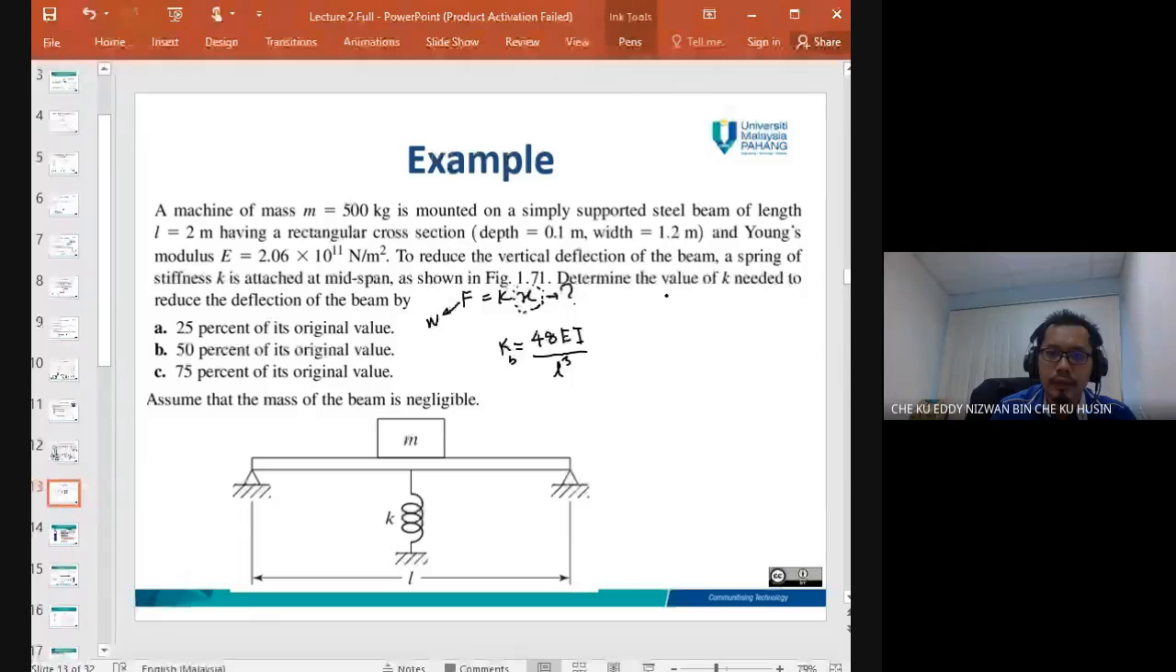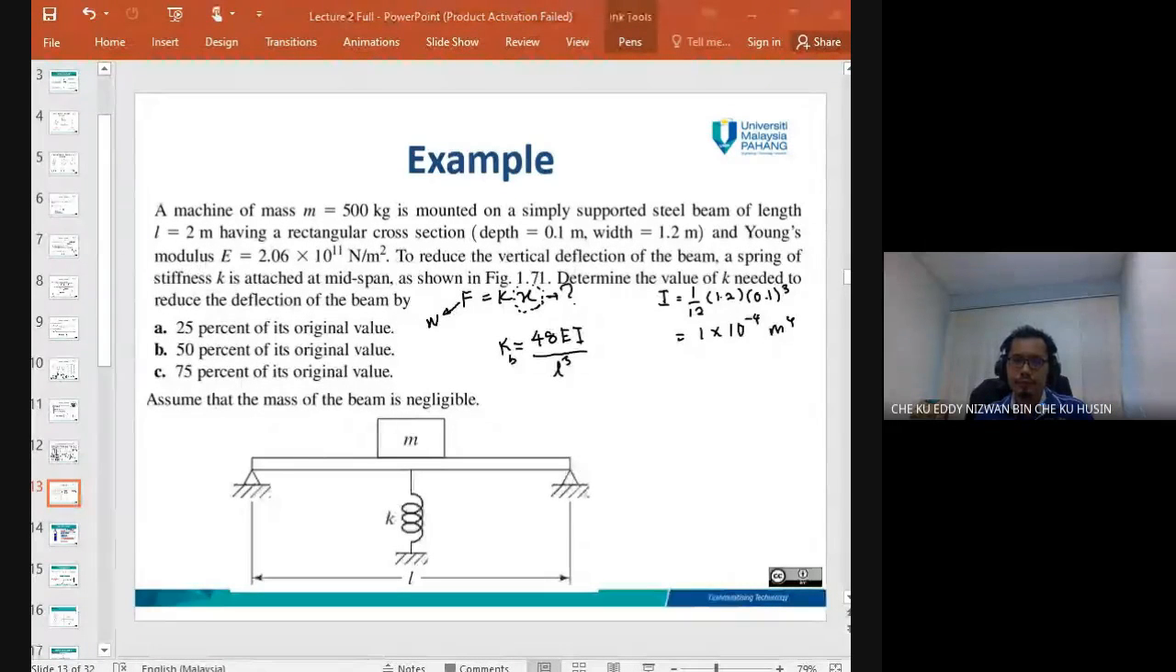So I is equal to 1 over 12 times the base, 1.2, times the depth, 0.1, cubed. So this we got 1 times 10 power of minus 5 meter power of 4. So make sure when you do the calculation, all the units should be in SI units.